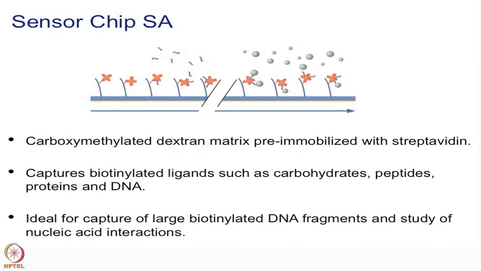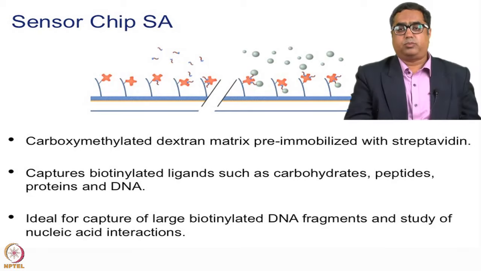Another variety of chip surface is streptavidin. This is also a CM5 chip, pre-immobilized with streptavidin molecules, which have a very high binding affinity to biotin. These streptavidin molecules bind to biotinylated proteins, peptides, oligos, DNA, and RNA, and help to immobilize these molecules in any interaction process.